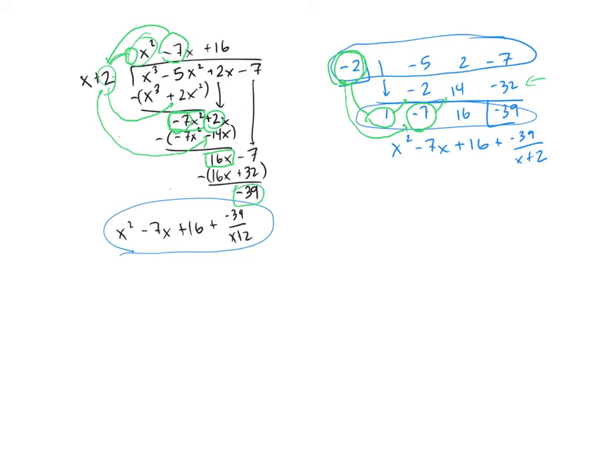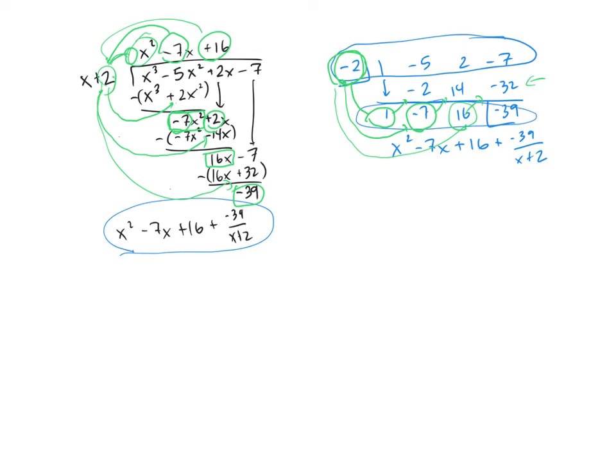Look at where the -39 comes from. Same idea. It's multiplying the 16 times 2, which gives you 32, and subtracting it from -7. And in synthetic division, it's multiplying that 16 by -2 and then adding it to the -7. So you see, essentially it's doing the same stuff as long division. It's just doing it with the coefficients.